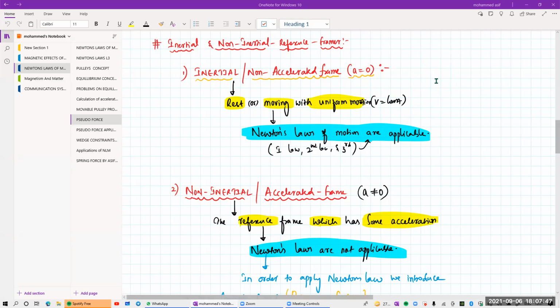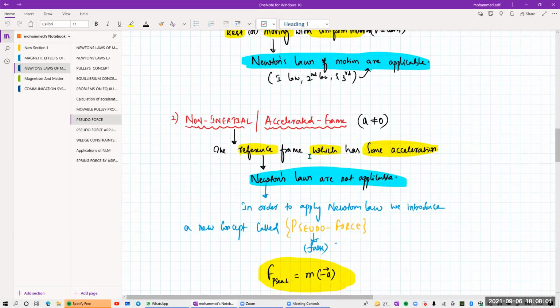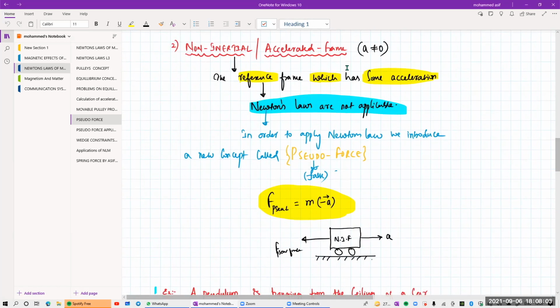If v is constant, the differentiation of any constant is zero. So if the body is moving with uniform motion, or if the body is at rest, it will be an inertial frame. So the acceleration of that body will be zero, and Newton's laws of motion are applicable. Non-inertial frame, or accelerated frame, is one in which acceleration is not equal to zero.